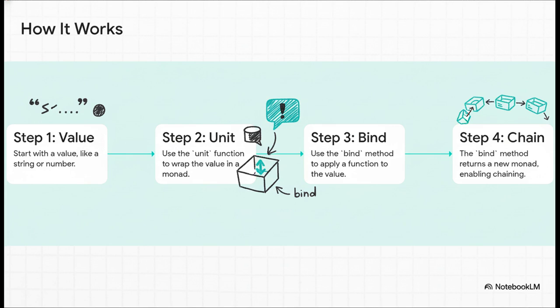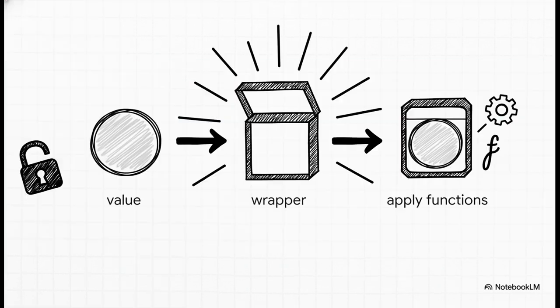And step 4, and this is the magic, the bind method gives you back a brand new monad with the new value inside, which is what lets you chain these operations together one after another. And that's it. No, really, that's the whole thing. A wrapper, a way to put a value in, and a way to apply functions to the value that's inside. As Crockford so perfectly puts it, ecce mano, behold the monad. This simple little pattern is the entire secret.